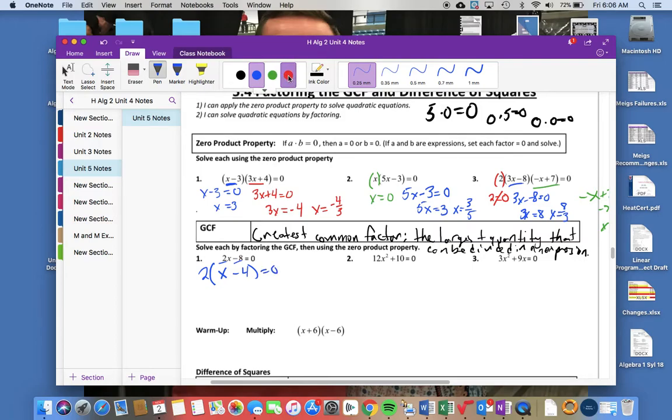At which point, once you've factored and once you've got it to where it's a product to multiply by x minus 4, then I can go ahead and work it like I did the first three. So I can set 2 equal to 0, which isn't going to happen, and then x minus 4 equal to 0, and so as a solution I get x equals 4.